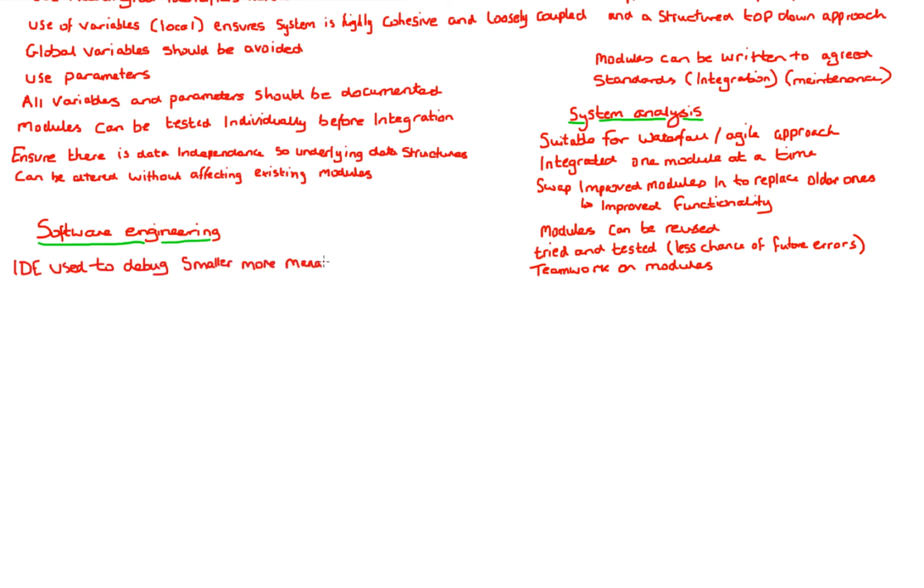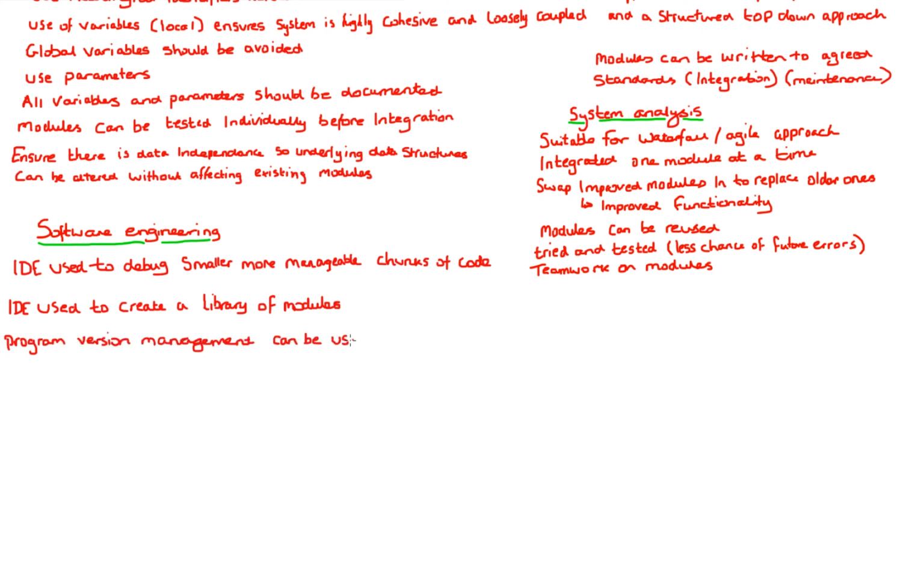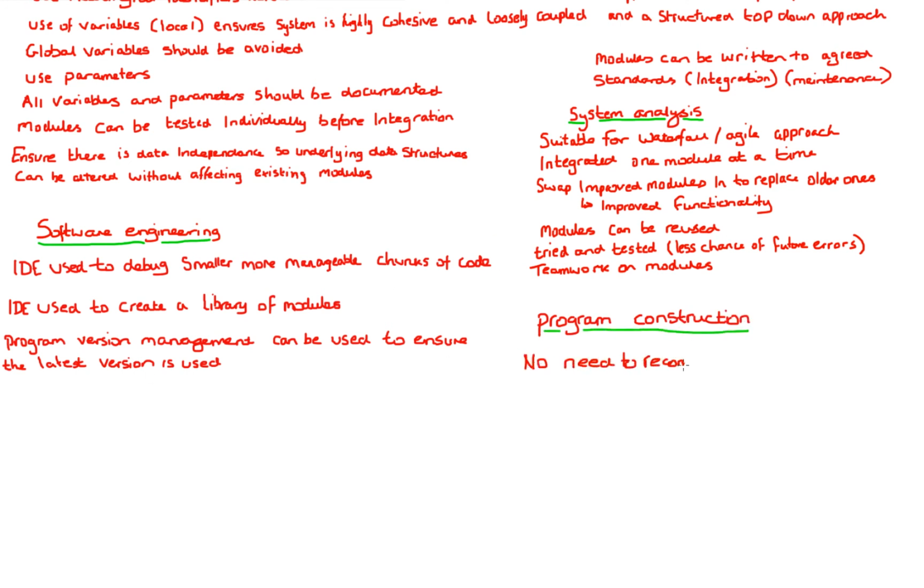Thinking of another chapter on that point, what about software engineering? Well, if your teams are using things like integrated development environments, what about developing in modules, that it's easier to debug smaller, more manageable chunks of code? What about the fact IDEs can be used to create a library of modules? Again, that's enforcing the reusability of them. In your IDE, program version management can be used on your modules to ensure that the latest version is being used, updated and developed. Moving on to program construction, another chapter.